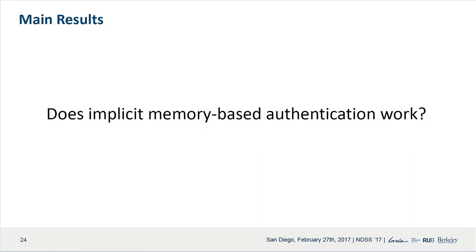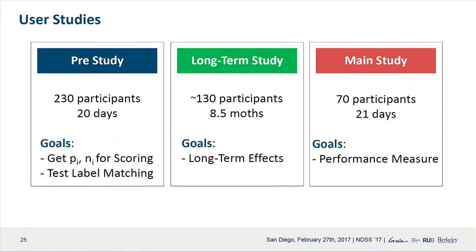So the question is, does implicit memory-based authentication work? And before we come to results, I first introduce our user studies. We conducted 3 user studies: a pre-study with 230 participants over a time span of 20 days, a long-term study with 130 participants over 8.5 months, and a main study with 70 participants over 21 days. The goals were quite different. In the first one, we tried to get the P and the N value for our scoring algorithm and test the label matching algorithm we use. Then in the long-term study, obviously, we want to see the long-term effects, and the main study gets a performance measurement.